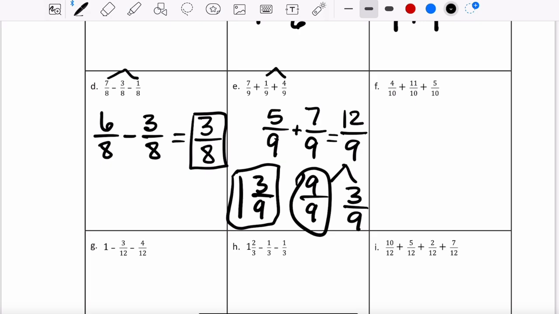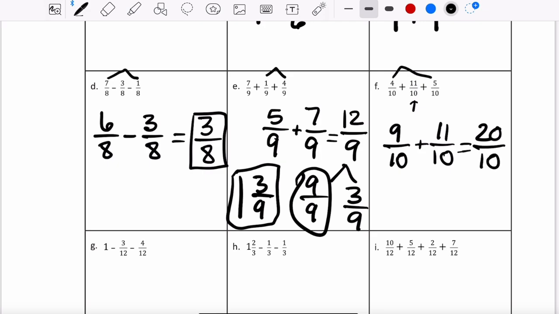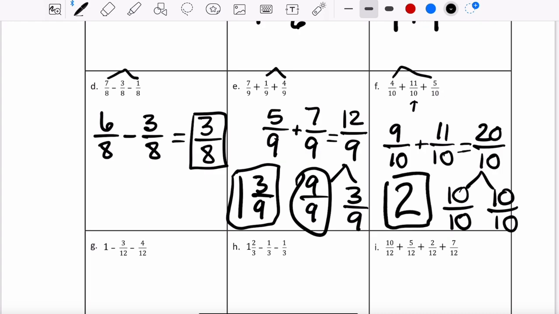The next one is 4/10 plus 11/10 plus 5/10. So we take that 11/10 and leave it and have 4/10 plus 5/10, then we have 9/10 plus the 11/10. So now 9 plus 11 is 20/10. Because it's improper, we have to change it to a mixed number. So we have to think, how many times does 10 go into 20? Well, we could have 10/10. We could also make another 10/10. And 10/10 is a whole, so we would have 2 wholes. So our answer would be 2.